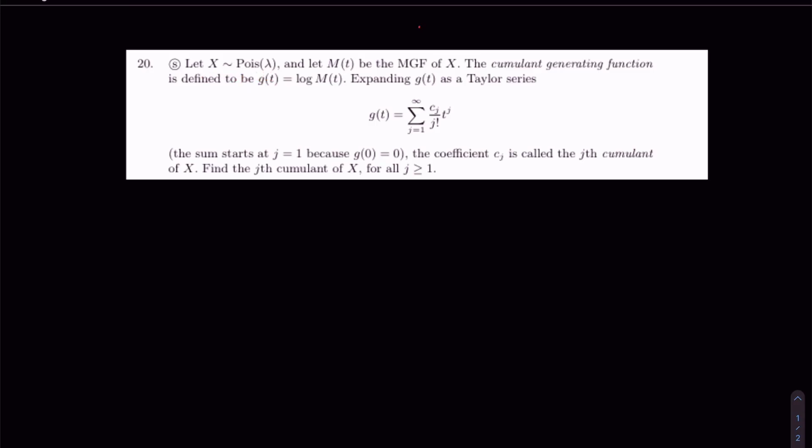So we have X, Poisson lambda. We're going to let M_X(t) be the MGF of this variable. And then we're given this cumulant generating function, which is defined as the log of this MGF. We're also given that when you expand this G(t), you get a sum that looks like the following. And this sum starts at 1 because G(0) is 0. So we're asked to find the coefficient here, C_j, which is called the cumulant of X.